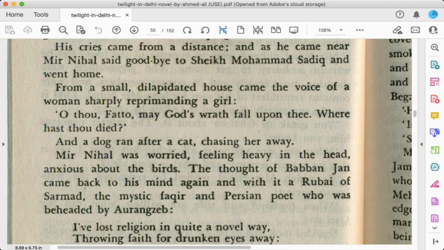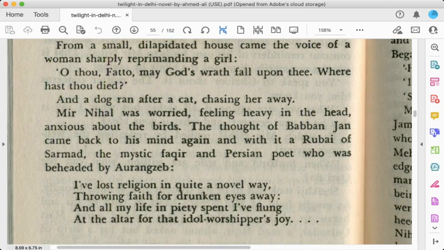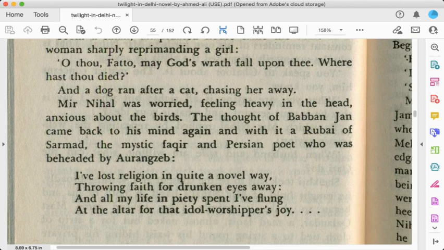The important thing with which the chapter should be left is the presence of the British being shown, and then the worry of Mir Nihal about Baban Jan. For example, the last paragraph says, Mir Nihal was worried, feeling heavy in the head, anxious about the birds. The thought of Baban Jan came back to his mind again, and with it, the Rubai of Sarmat, the mystic fakir and Persian poet who was beheaded by Aurangzeb, also came to his mind. That's the kind of beauty of literature that we can also experience in this chapter. So that's the end of the whole chapter.